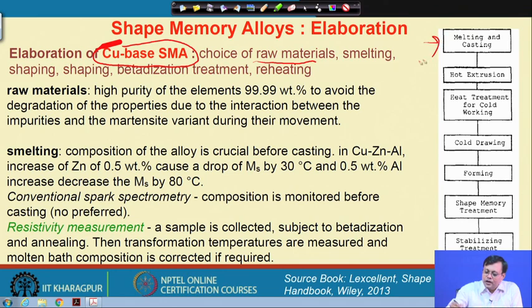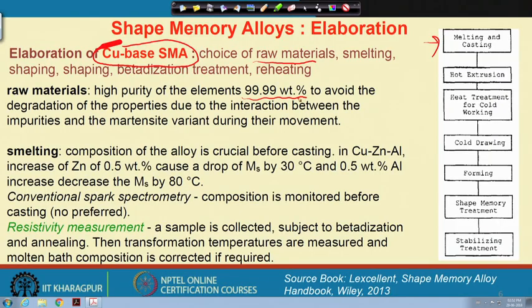Here we start from the pure elements or raw materials, and the raw material may contain some impurity elements, and you know that impurity elements always alter the transformation temperatures. Therefore, it is recommended that we start with very pure elements in the case of shape memory effect, in order to avoid degradation of properties due to the interaction between the impurities and the martensite twin variants during their movement, because those martensite variants have to move from one type of twin to another and finally to austenite during heating.